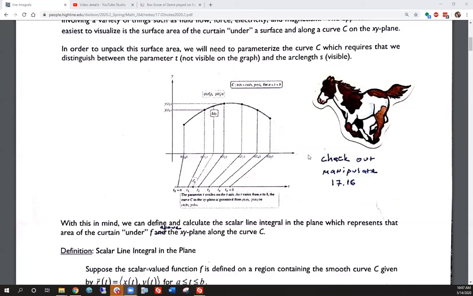Yeah. Okay, thank you. So in order to unpack the surface area, we need to parameterize the curve C, which requires that we distinguish between the parameter T, which is not visible on the graph, and the arc length S. So we're going to talk about parameterization for a moment.